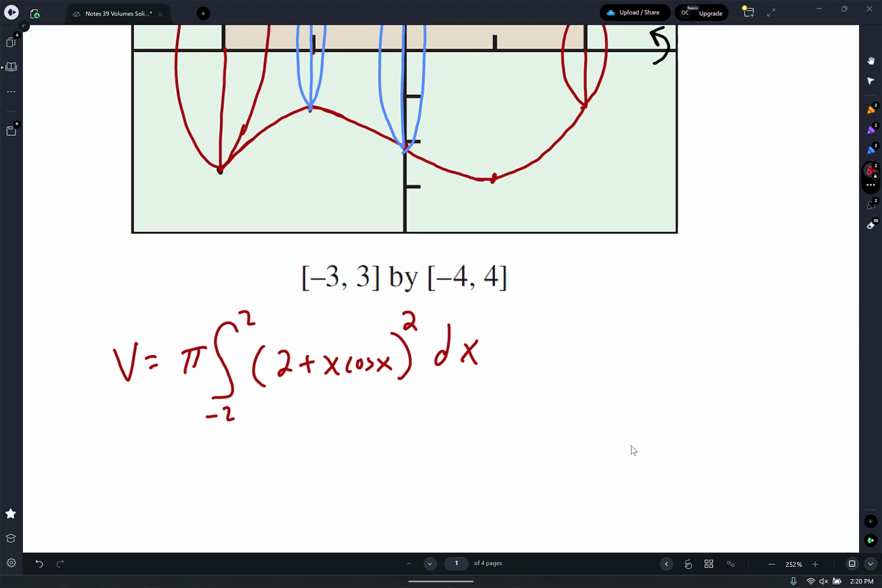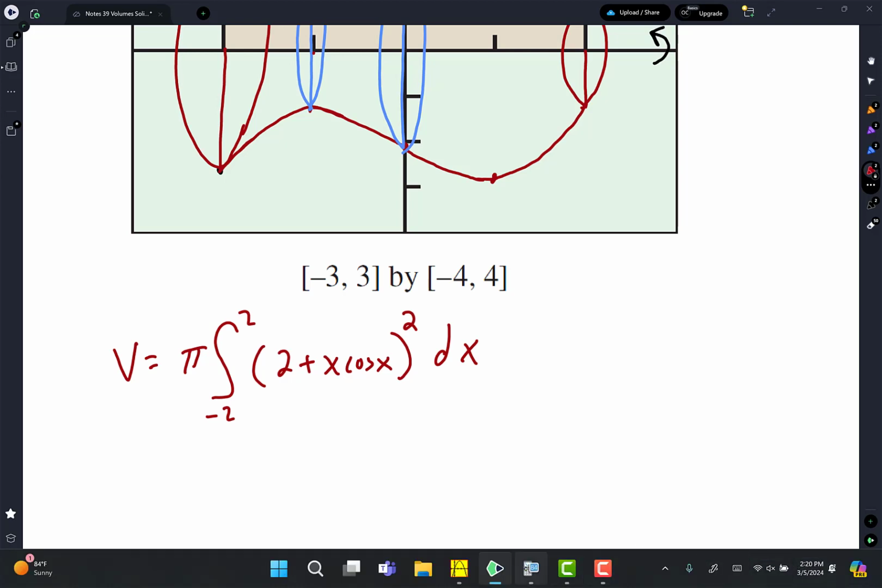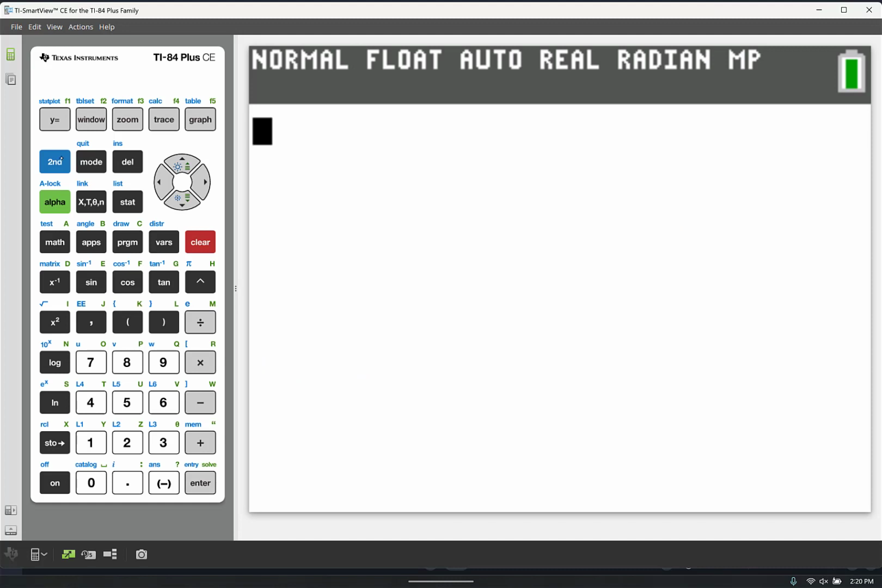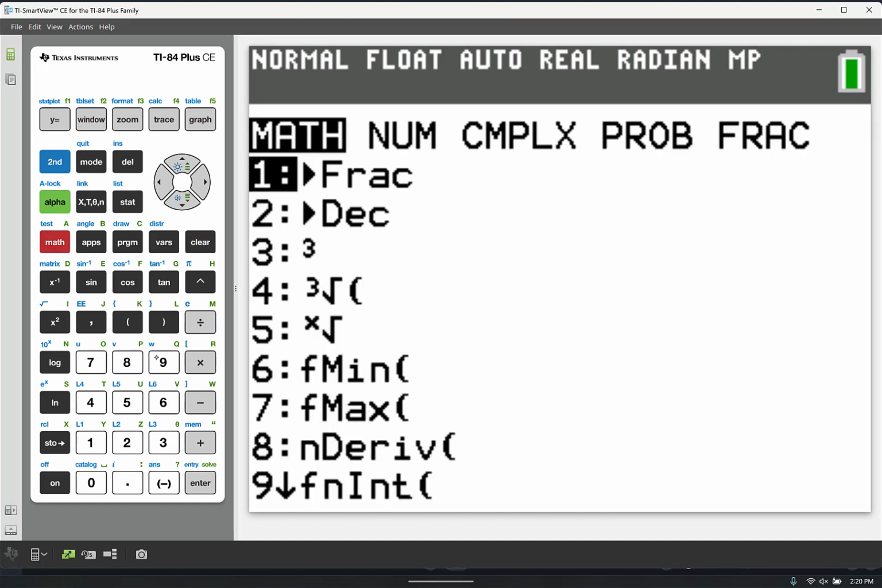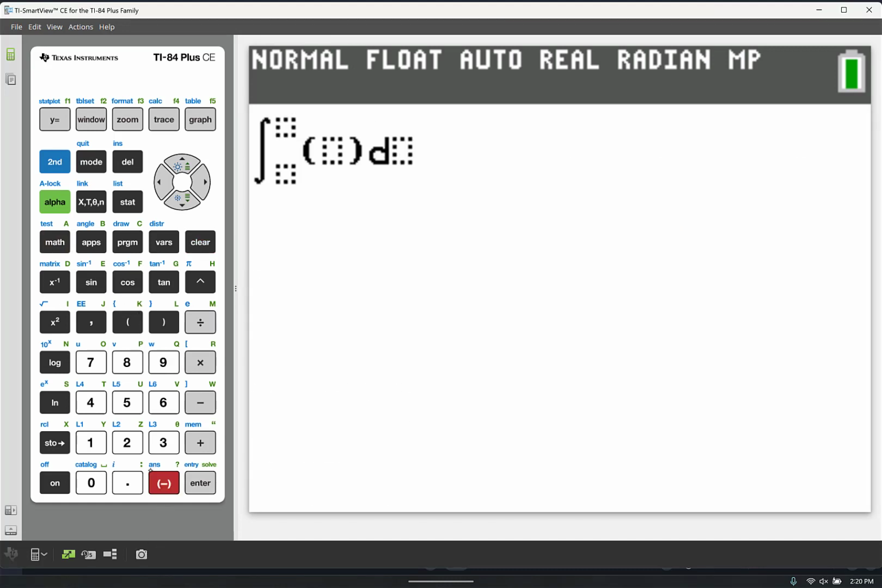All right, you take your calculator. So let's take our calculator, and I'm going to go math 9, negative 2. Let's see if it's a pretty number.